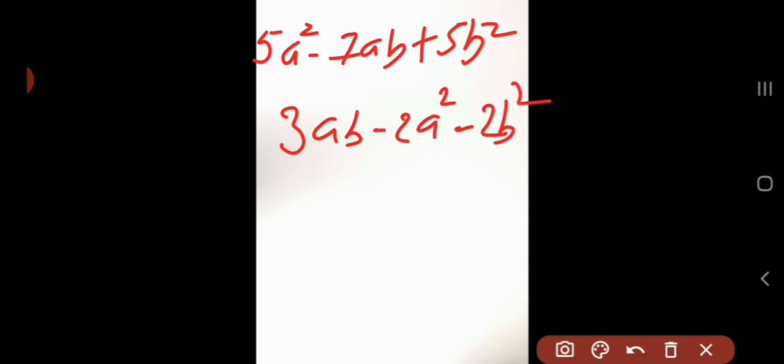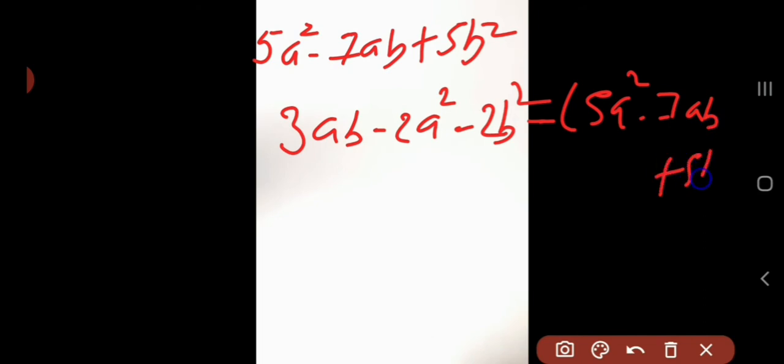Okay, from 3ab minus 2a square minus 2b square. Whenever it is written "from", then you have to subtract the first number from the second number. So you have to write it with a minus sign, and you have to write 5a square minus 7ab plus 5b square.